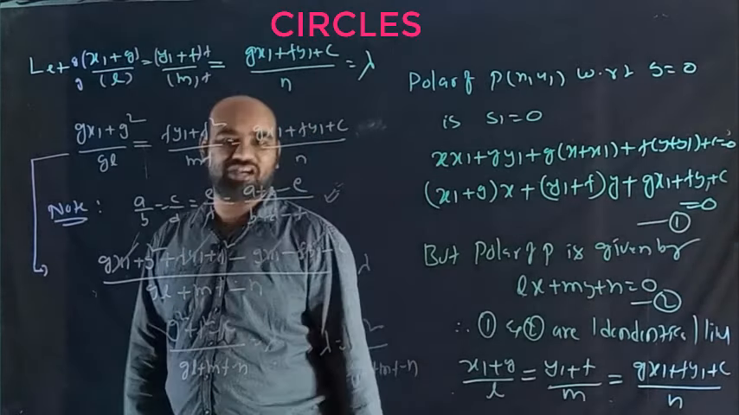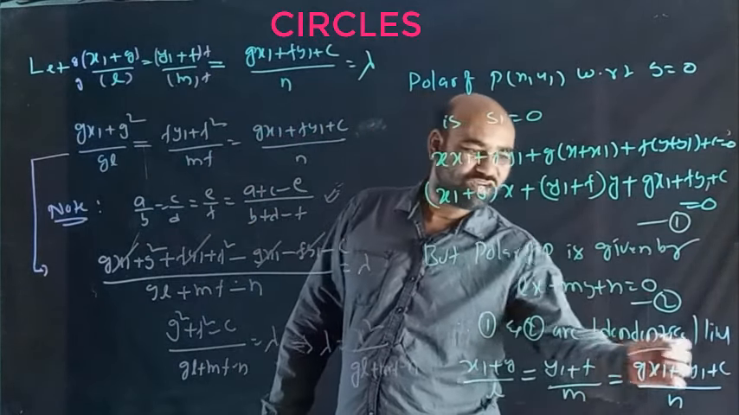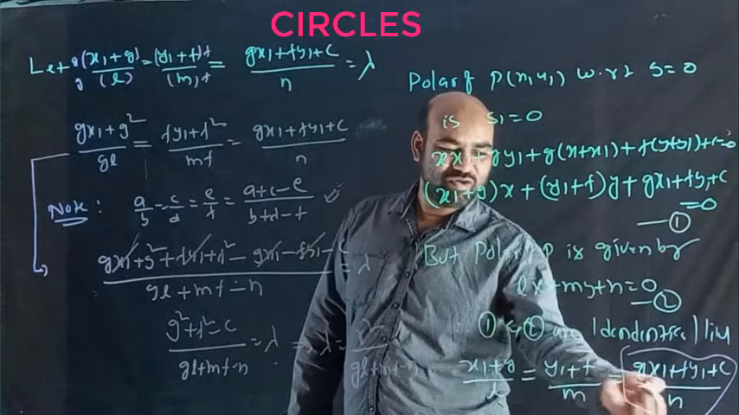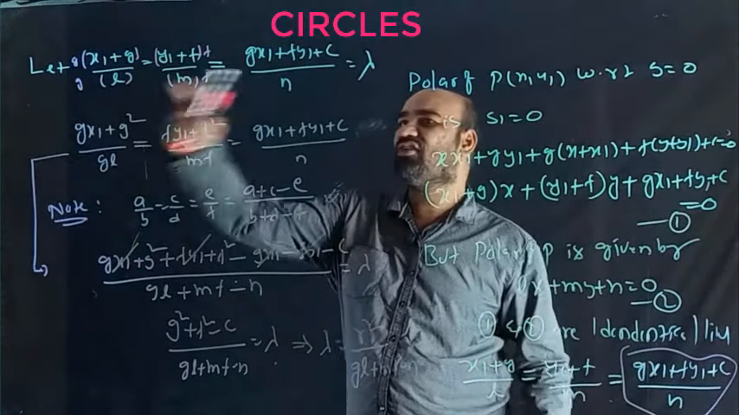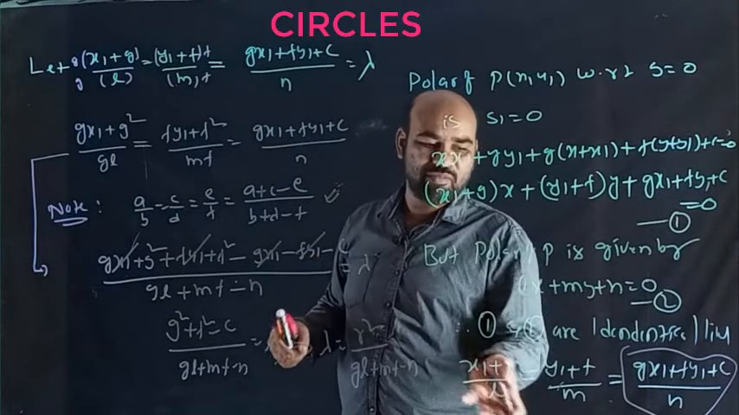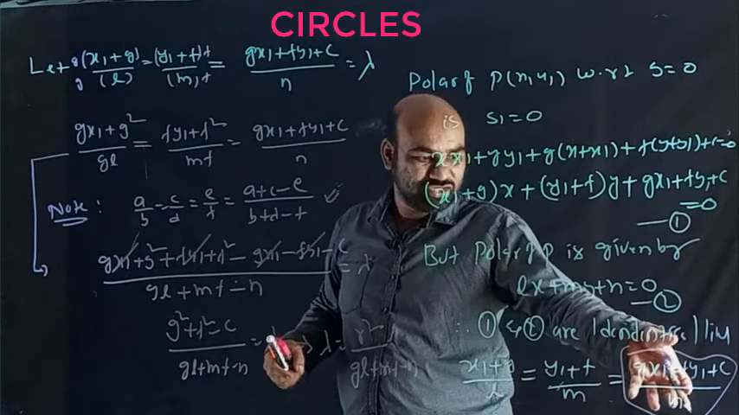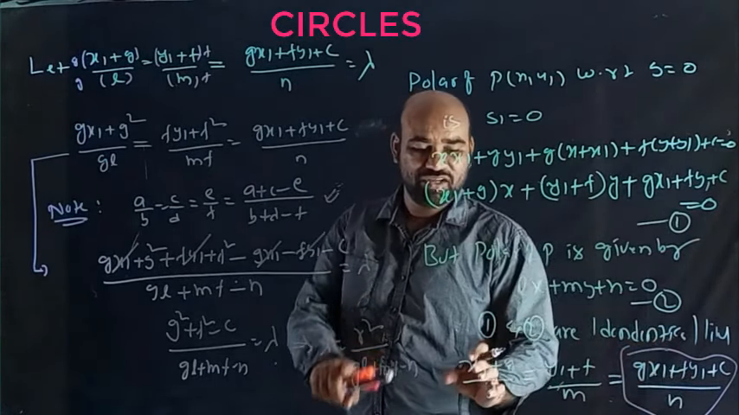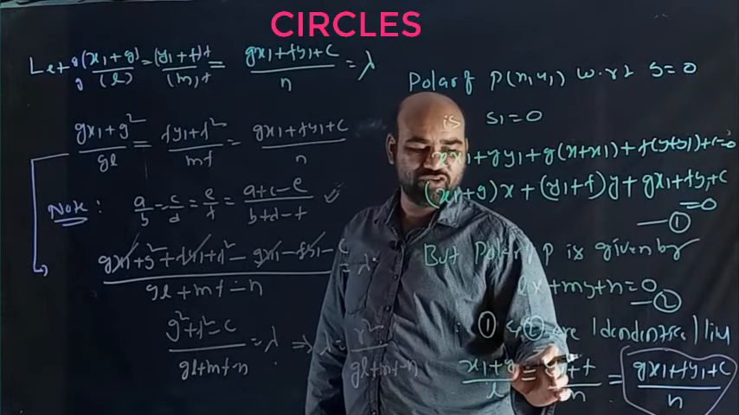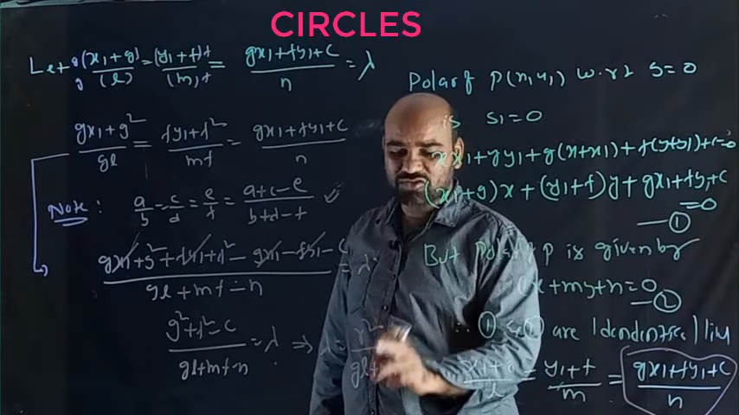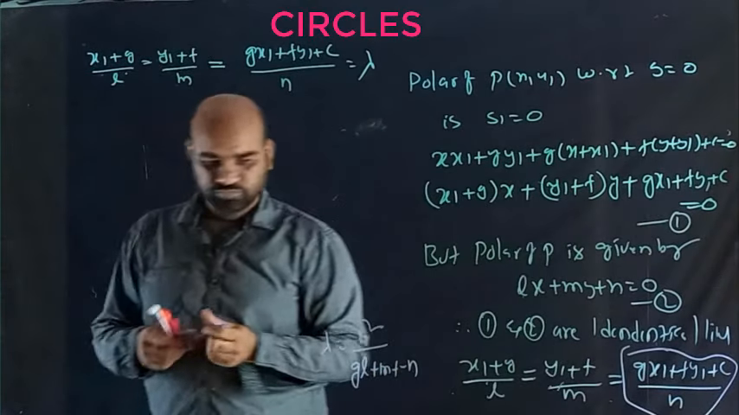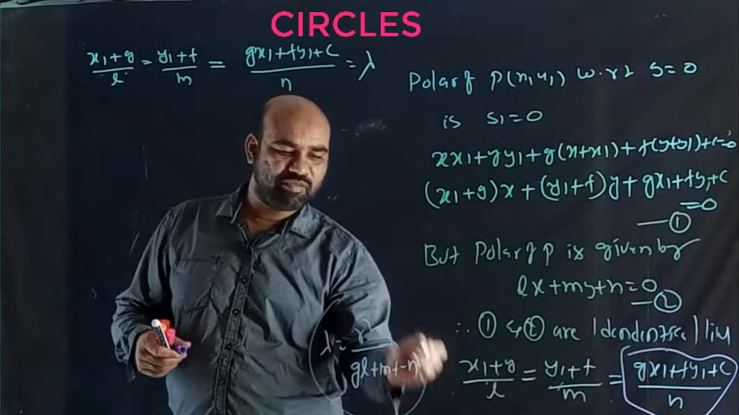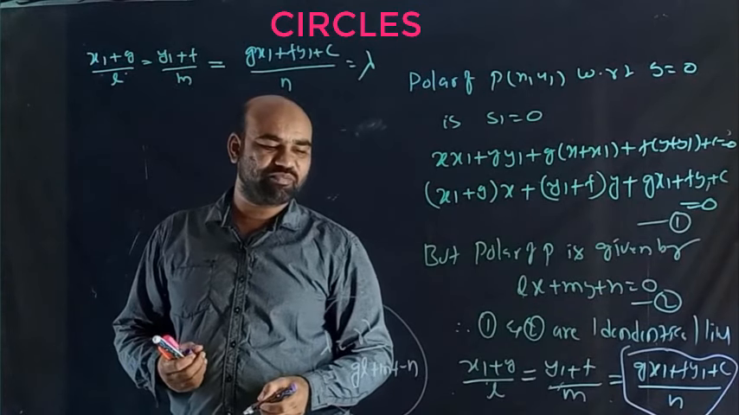This one you actually want. So instead of this, what can you write? This is also lambda, this is lambda, this is lambda. All three are equal to lambda, no? Now instead of this I can write this. So what happened? x1 plus g by l equal to y1 plus f by m equal to r square by gl plus mf minus n. Okay students, we got lambda as r square by gl plus mf minus n.